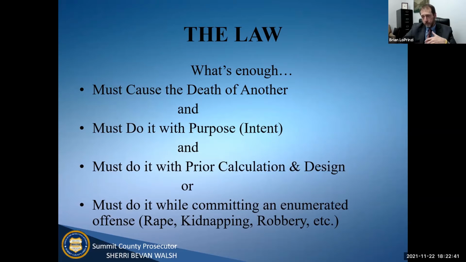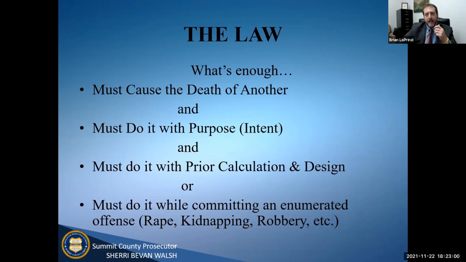You also must do it with, and you'll see on the screen, in Ohio we call it prior calculation and design. Most people hear this or know of this as premeditation. So it has to be purposeful and it has to be premeditated, okay?